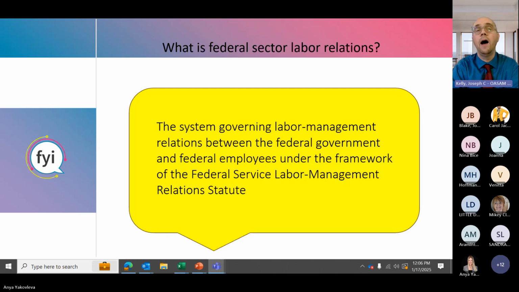Okay, so let's dive in. The first question I want to answer is, what is federal sector labor relations? Here's a definition you might find online: it's the system governing labor-management relations between the federal government and federal employees under the framework of the Federal Service Labor-Management Relations Statute. I don't care very much for that definition. I don't think it's particularly helpful, especially if you haven't been exposed to labor relations and you don't really have a context for what that means. Next slide, please.